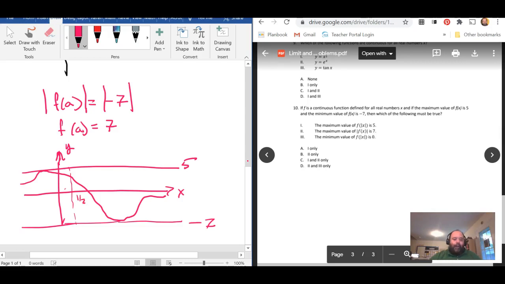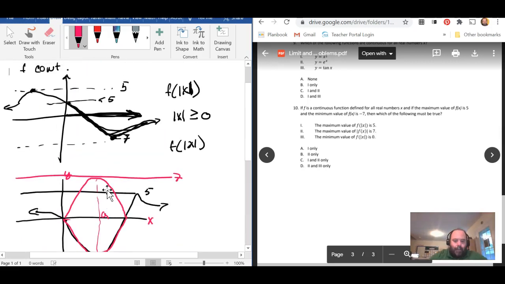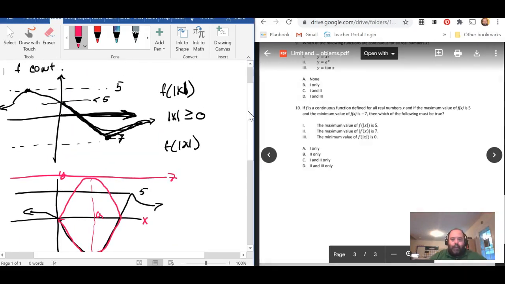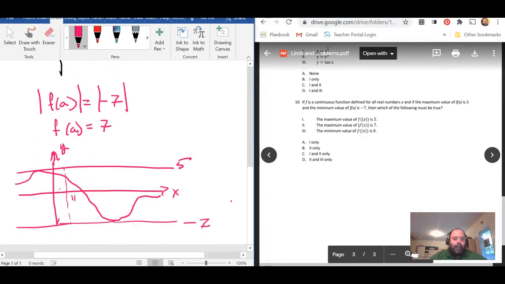Oh, minimum value has to be 0. So not that one. That's not what I want to grab. Oops, I'm moving stuff around. That's not good. Let's, instead of talking about 1/2, let's talk about here. Here, let's make that 5. I don't know. So f of 5 has to be -7.